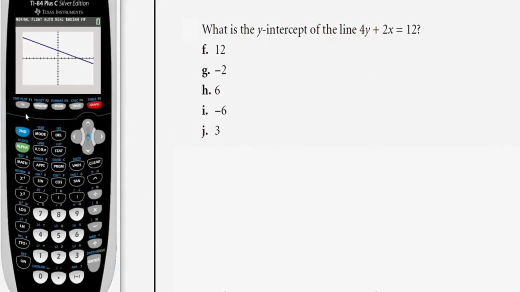Alright, to be sure, you can just press second and this trace button for calculation. So go for intersection option 5 and it will show you the intersection y is equals to 3. Alright, so that's it for this kind of question.